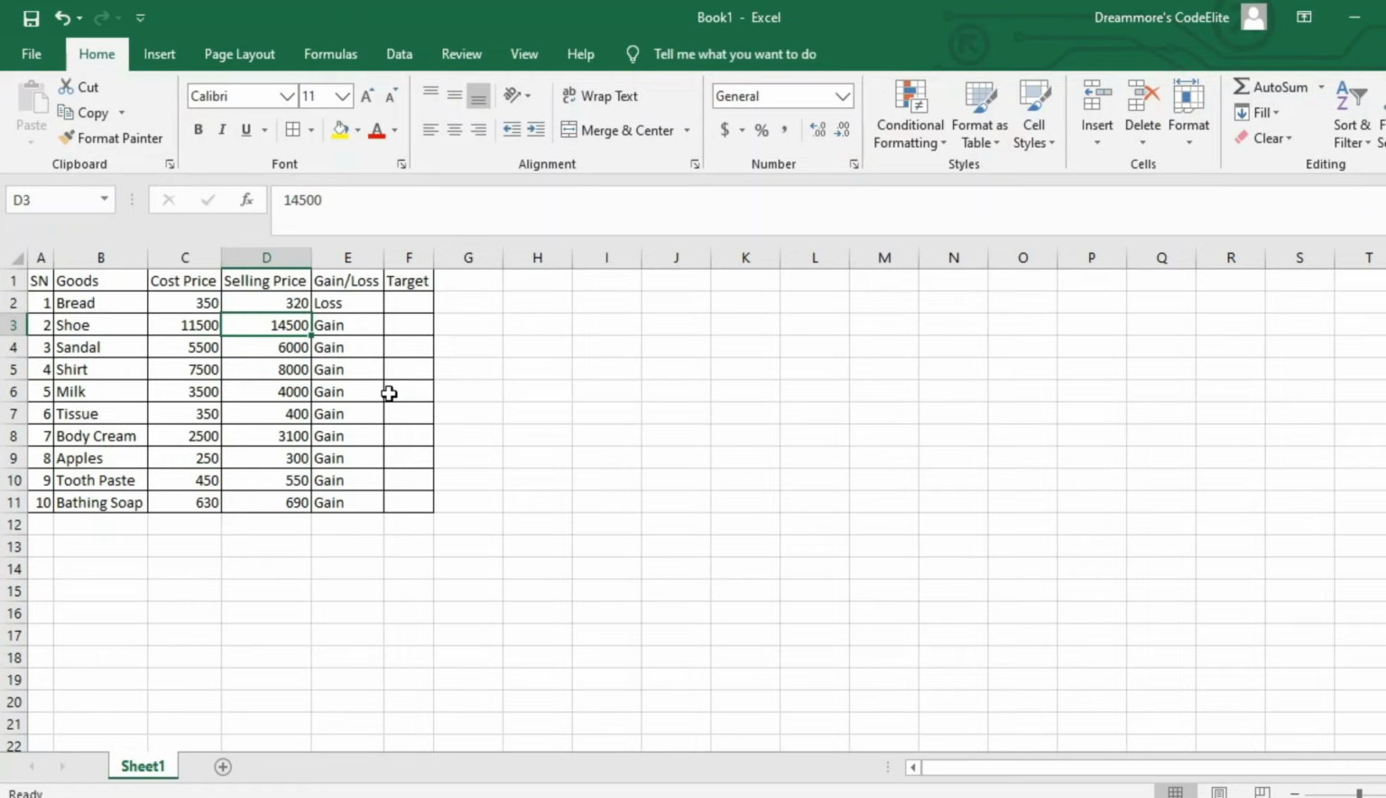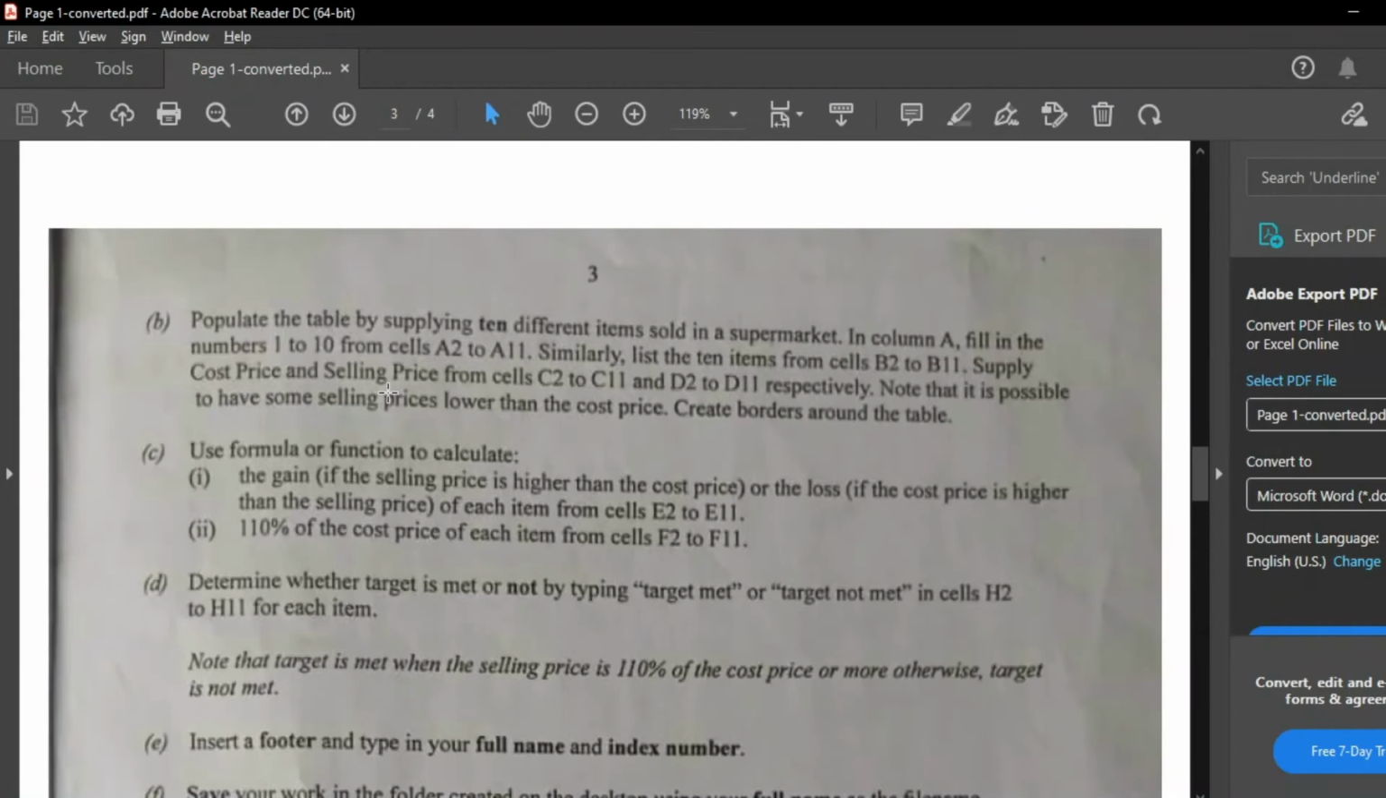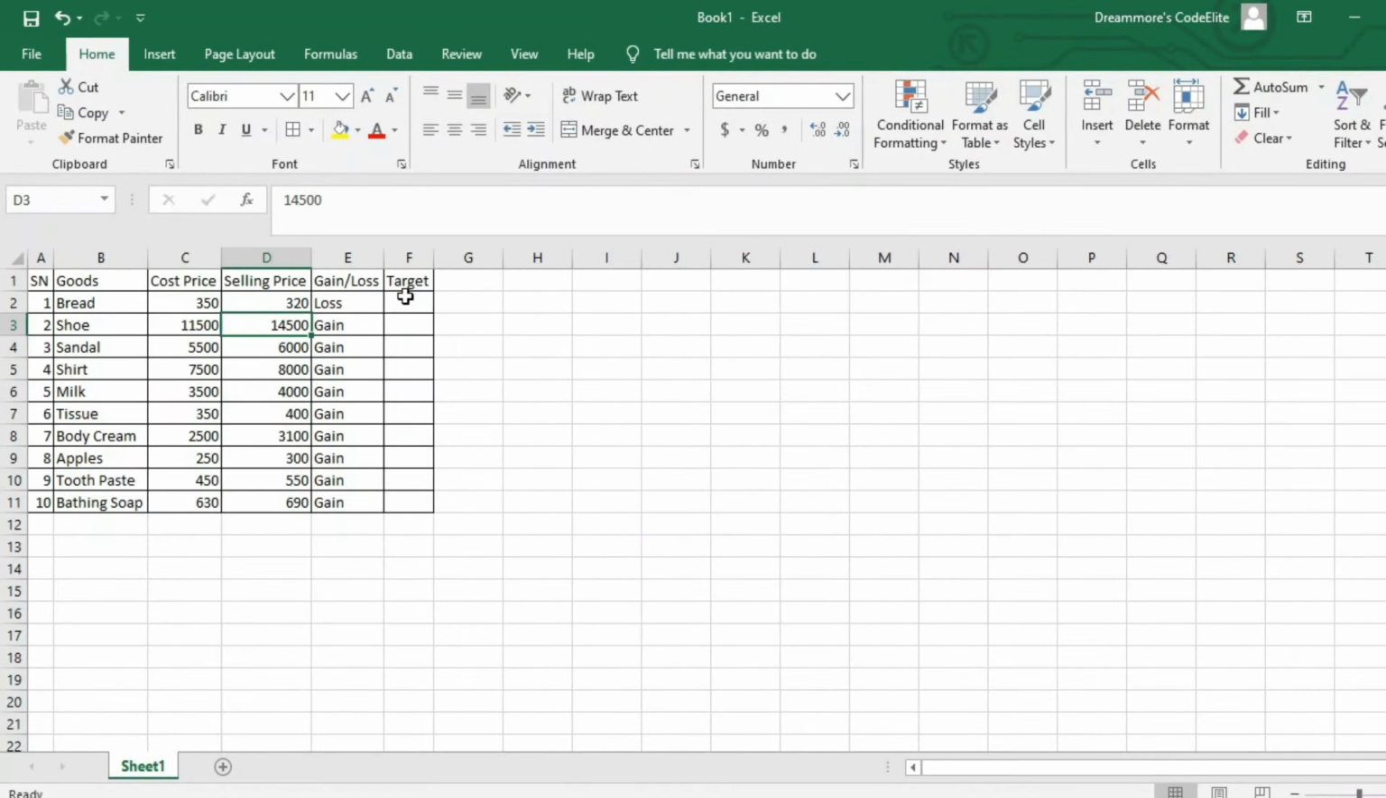All right, so let me jump right on to the question. Number C2 says 110% of the cost price of each item from sales F2 to F11. It wants to get 110%. 110% is 110 over 100. That looks like 1.1.